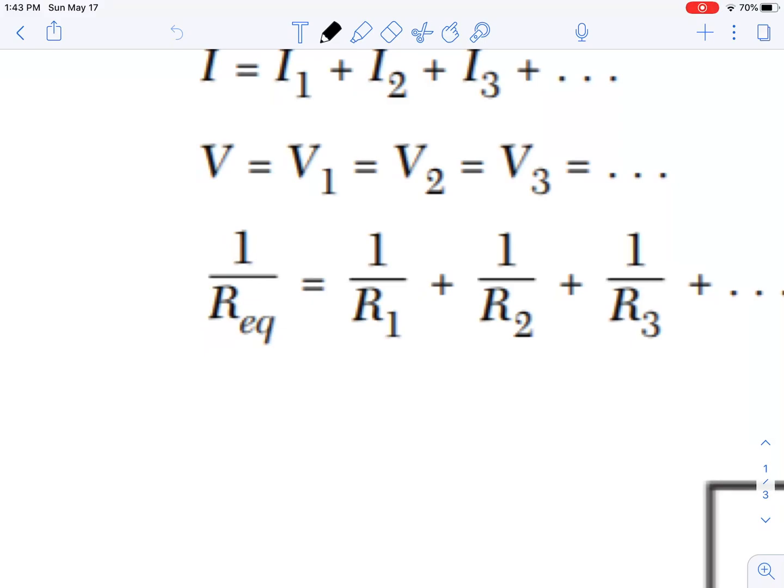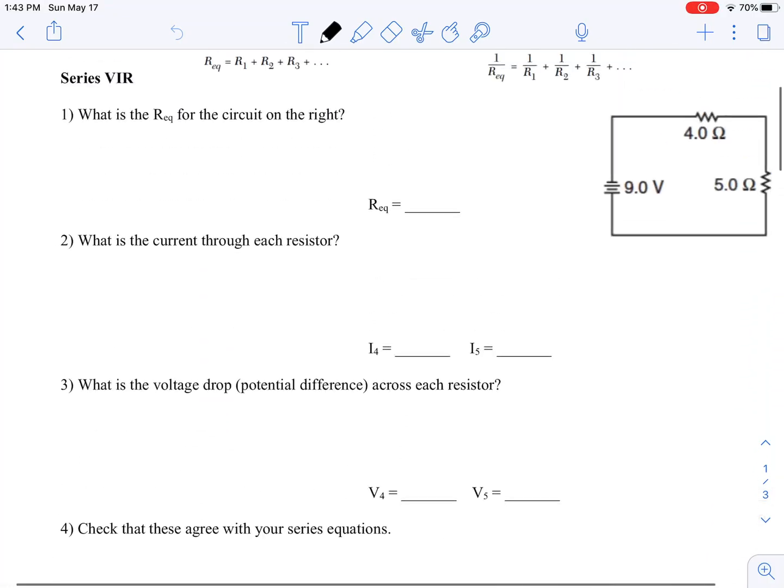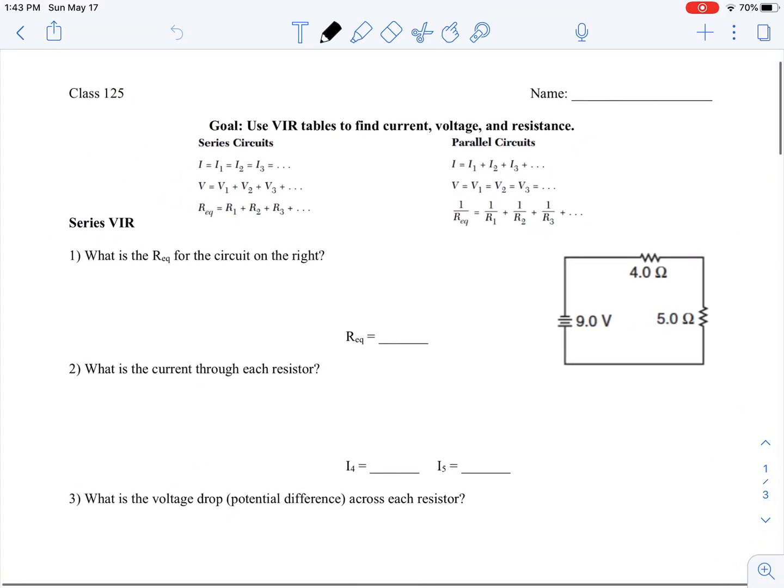We'll make sure we spend a little bit of extra time going over that because a number of you did miss that one on the Google form from last time. All right, so we have a series circuit here. It says, what is the equivalent resistance for the circuit to the right? So we know in series, we just add them all up.